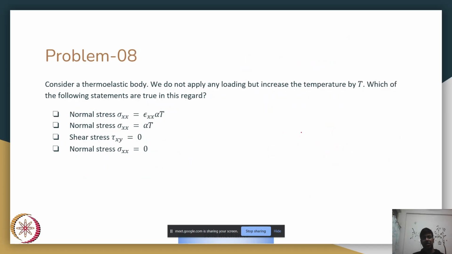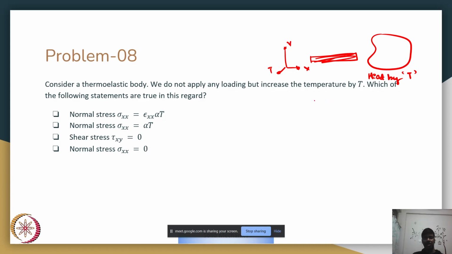Okay, problem number 8. Consider a thermoelastic body. We do not apply any loading but increase the temperature by T. So no loading. This is my body, or I can draw it like this also, it doesn't matter. This is my x, y and z coordinate frame, and I'm heating it by T. Right, this is the same thing, and we are asked which of the following is true.